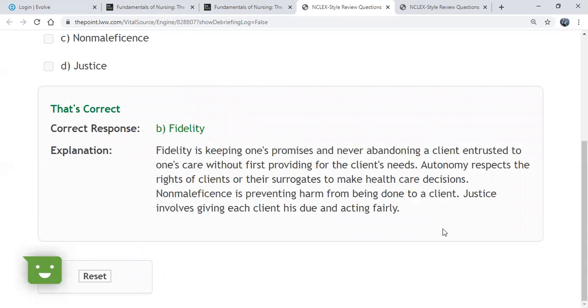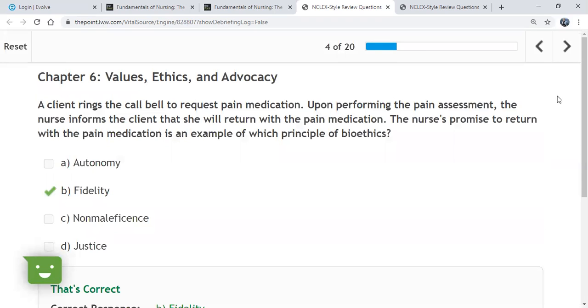Autonomy is respecting the rights of clients or their surrogate to make a decision. So you're allowing them to make their own decision. That's autonomy. Beneficence is preventing harm from being done to the client. So you're like protecting them. All right. And justice is giving the client their due and acting fairly towards them. Give them what they're due and act fairly towards them.